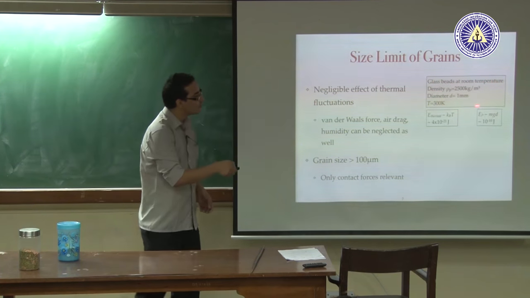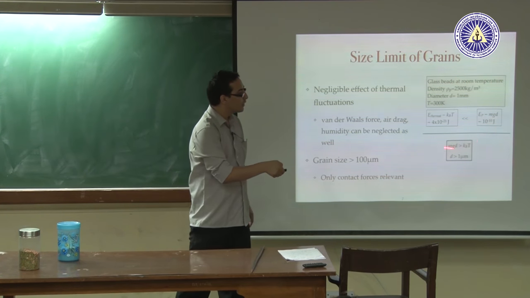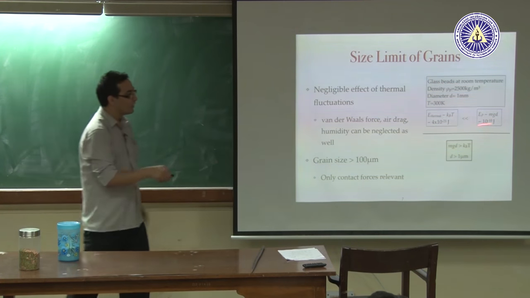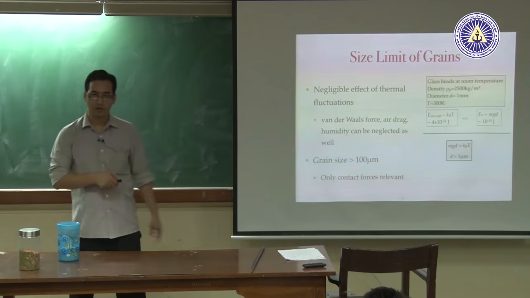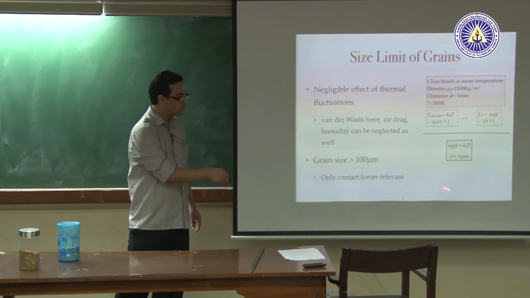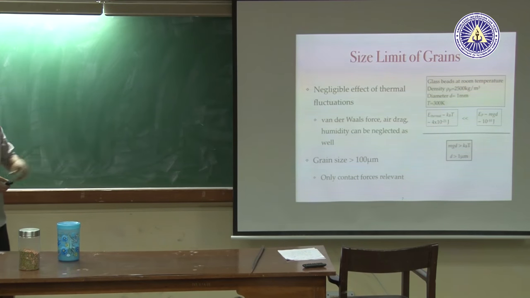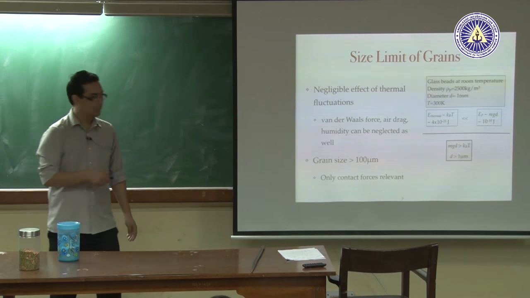In fact, you can just use this MgD. At what size of the particle does kBT become equivalent to MgD, where M is proportional to D cubed? You'll get a number approximately of order 1 micron. So beyond 1 micron size, this becomes important. So you don't want to go below that size, you want to stay away from that size.